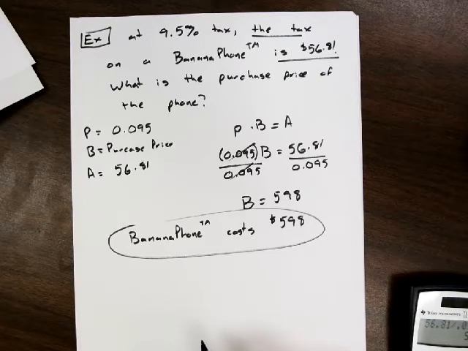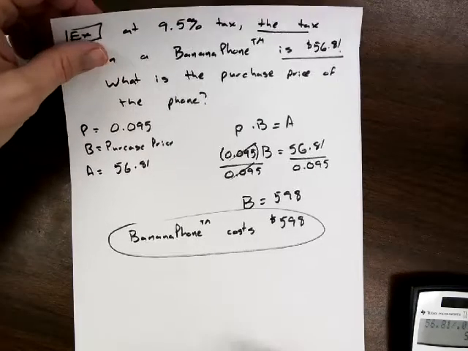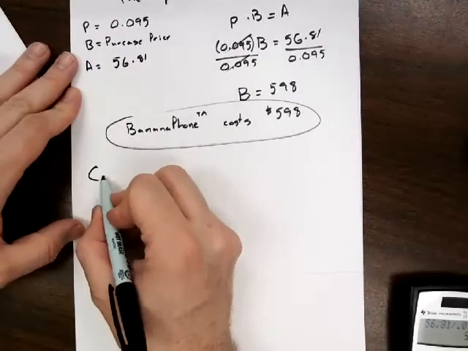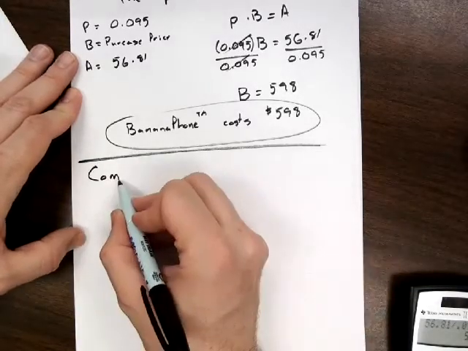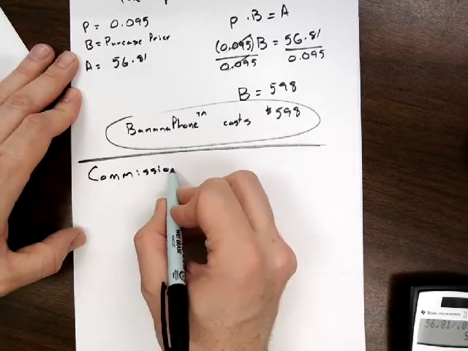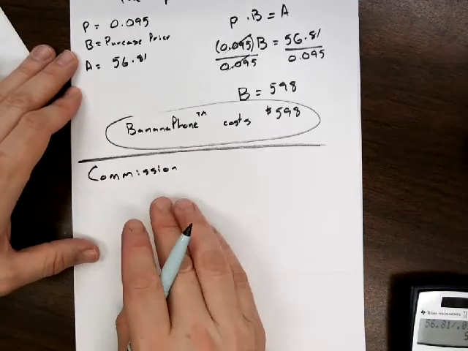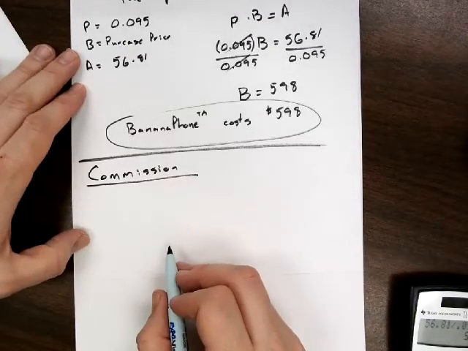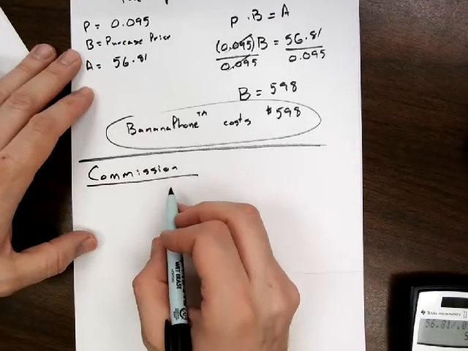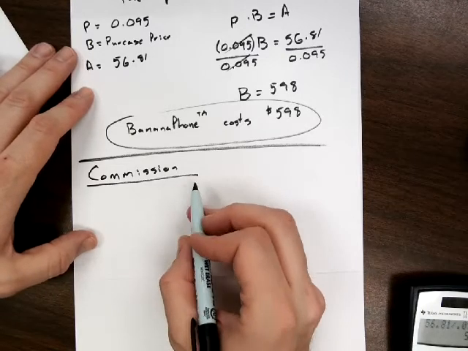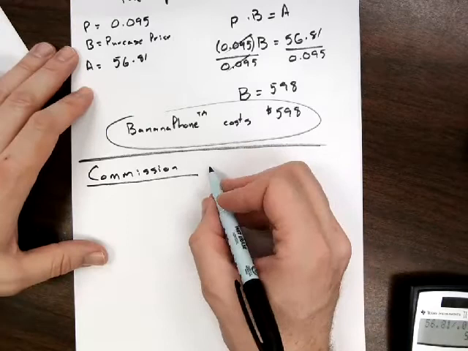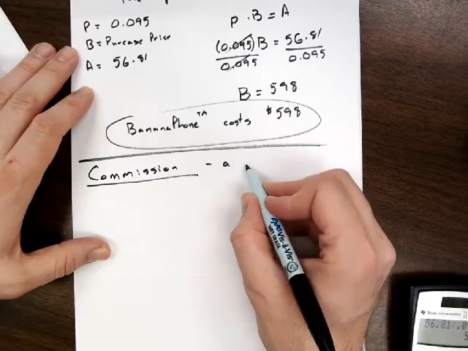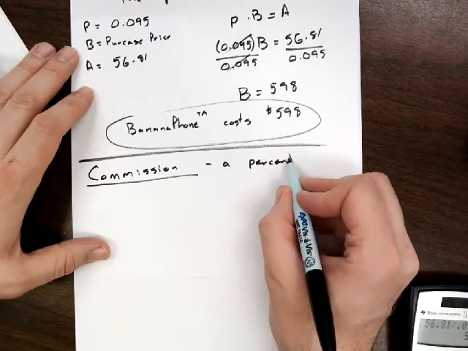Let's move on to talk about commission. Now, commission is usually an invisible cost for most folks, but if you're a salesperson and you're working on commission, a portion of whatever is sold is yours. So basically, a percent is called your commission rate.